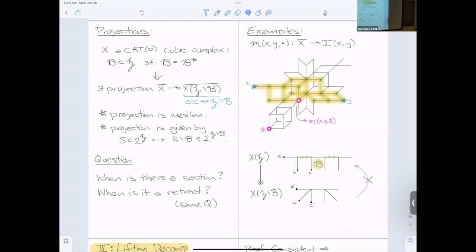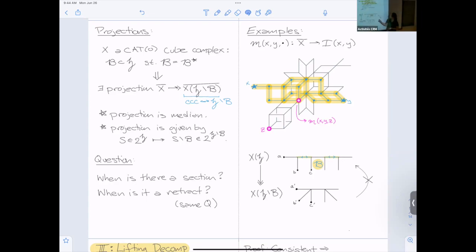Okay, so the projection is given exactly from the Bernoulli space 2^H to 2^(H minus B) by just removing that part. Okay, so when is this a section? Namely, so question, when is it a section, or when is it a retract? Same question. So let's look at an example here. I'm going to project the point Z to the interval, and that will always give me the median.